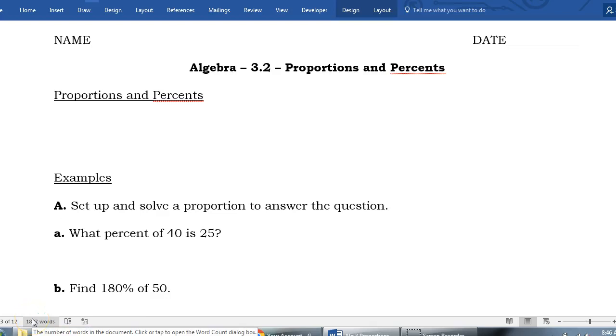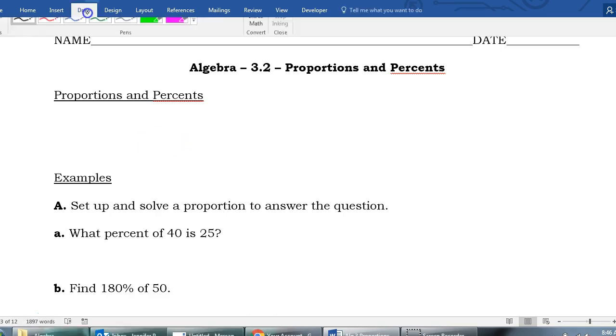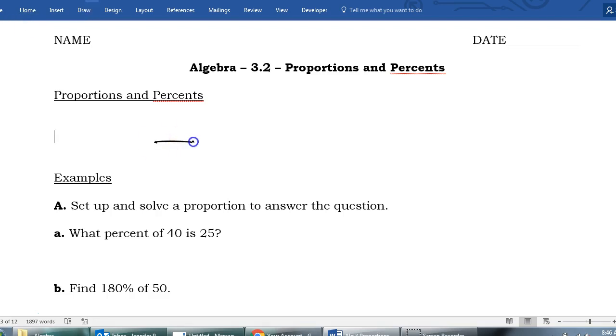This is Algebra Lesson 3.2. Today we're going to talk about proportions and percents. So we've been talking about proportions, where we set up two fractions or ratios where they would be equal. And so we'd have to figure out some quantity and another quantity. We'd have three of these values and try to figure out the missing value.